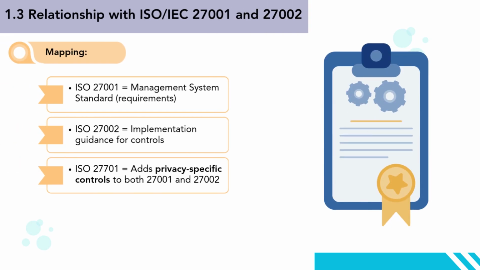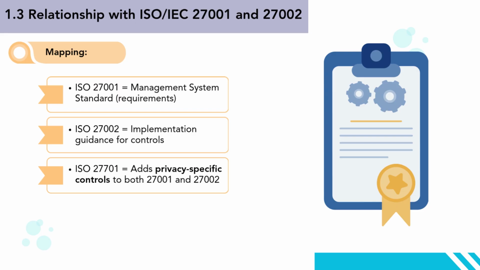The ISO 27000 series forms a comprehensive framework for information security management, with each standard serving a specific purpose in building robust security programs. ISO 27001 establishes the foundational management system requirements that organizations must implement to achieve certification, defining the structure and processes needed for effective information security governance. ISO 27002 complements this by providing detailed implementation guidance and practical controls that help organizations meet the requirements outlined in 27001.